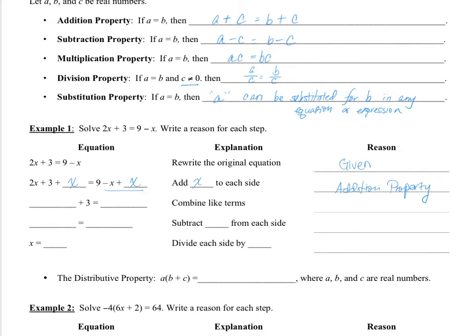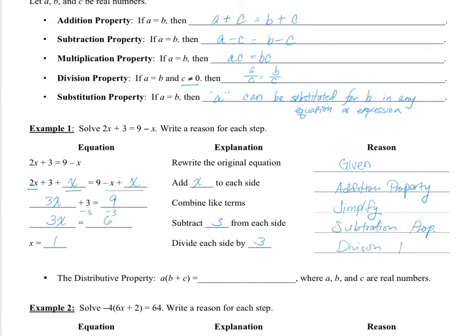And the next step, you will have to take 2x and add it to the x. So that will make 3x. And this will be 9. So this will be combine like terms. So we're just simplifying. And this, we're going to have to subtract 3 from both sides. Subtraction property. And then x would equal 1. Divide each side by 3, the division property.